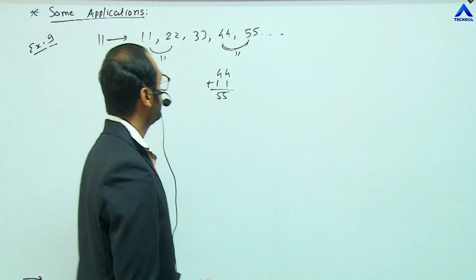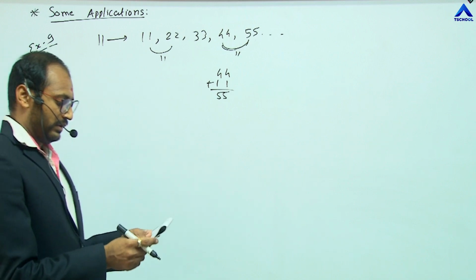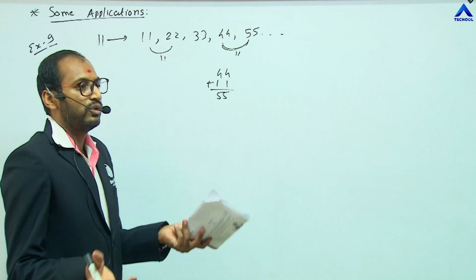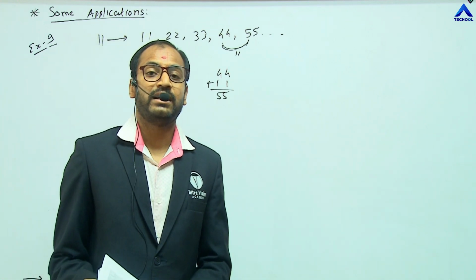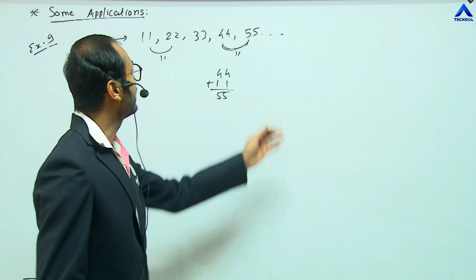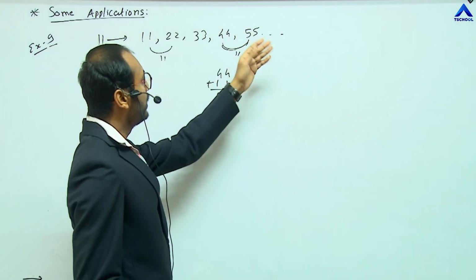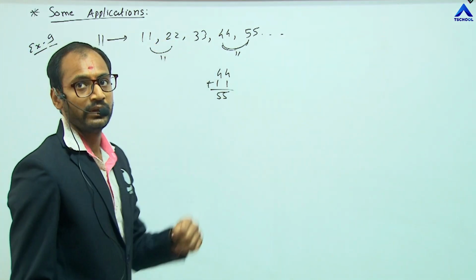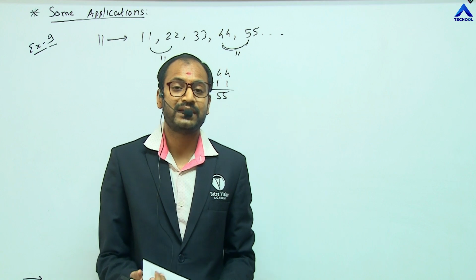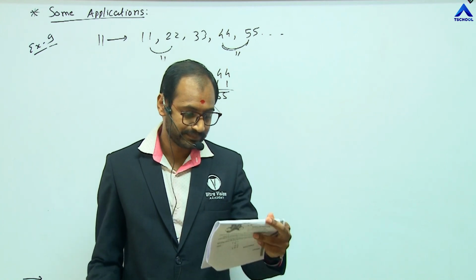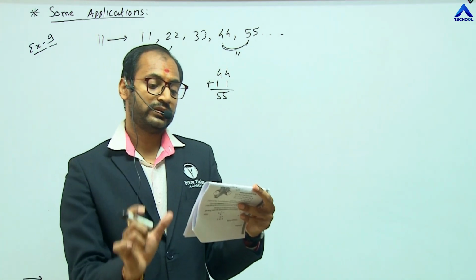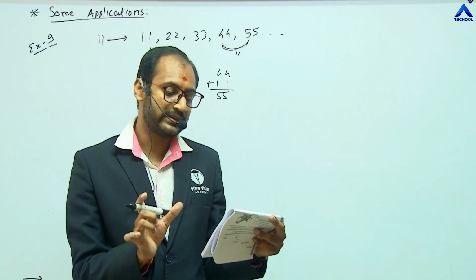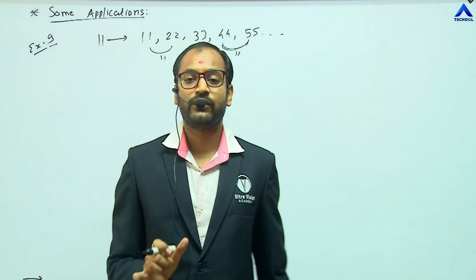Clear? So here, the sum of 3 consecutive multiples of 11, we don't know which 3 numbers are asked, like 33, 44 and 55, or 44, 55 and 66, or 22, 33 and 44. We don't know which 3 multiples are asked. But we know that the sum of the given multiples is 363. So find these multiples.